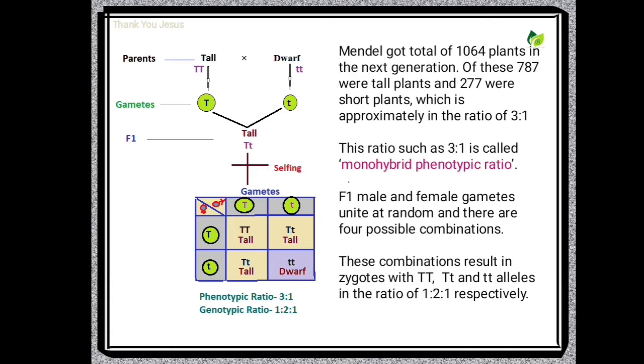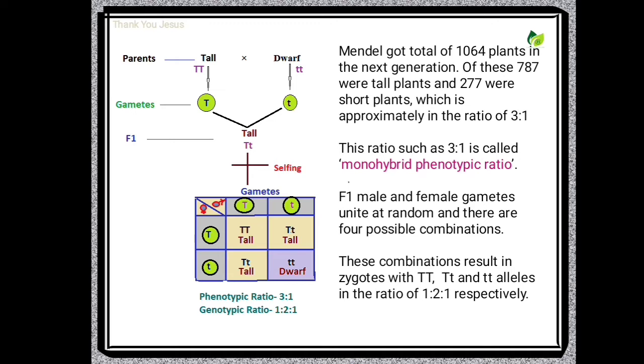Mendel got a total of 1064 plants in the next generation. Of these, 787 were tall plants and 277 were short plants, which is approximately in the ratio of 3:1. This ratio, 3:1, is called the monohybrid phenotypic ratio.